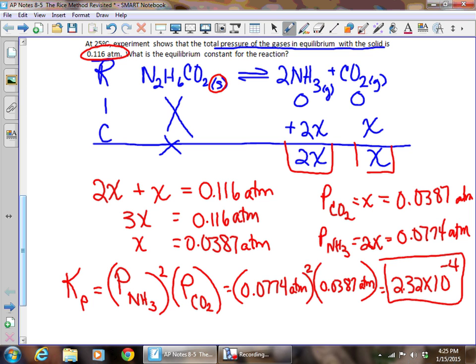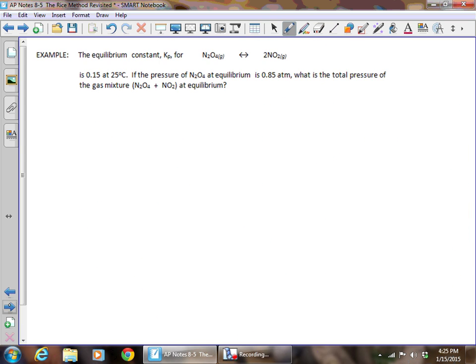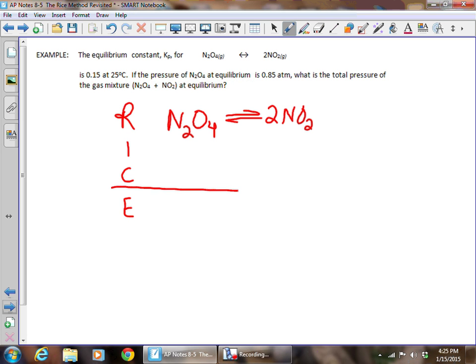Okay, we've got one more problem to do. This is another Kp problem. This time we're dealing with the reaction N2O4. Both of these are gases, so they're both involved. N2O4 forming 2 NO2s. So that's our reaction. And we've got our RICE table to come up with.